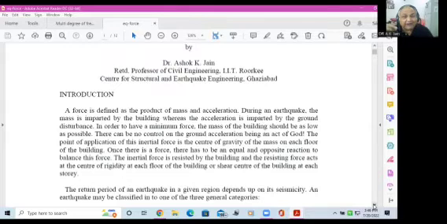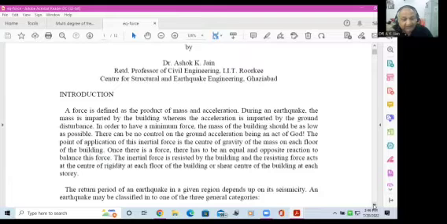Acceleration is fixed by nature, depending upon where your building is situated geographically and what the seismic condition of that particular location is. Depending upon that, during an earthquake, the ground acceleration is decided by nature, not by us. We have absolutely no control over the ground acceleration.